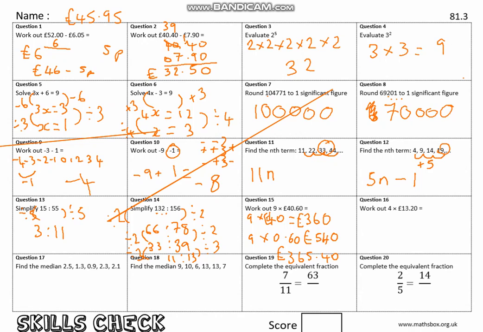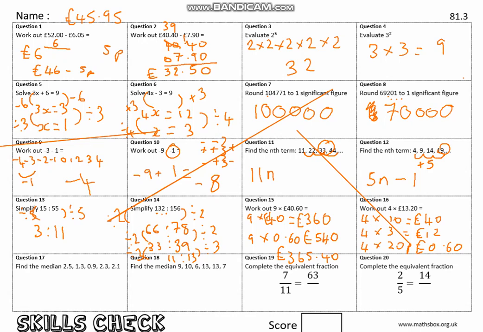Okay, next up I've got 4 times £13.20. So this time we can just split it up again. So we can do 4 times £10, we can do 4 times £3, and we can do 4 times 20p. So we know that 4 times £10 is £40, don't we? That one's nice and easy. 4 times £3, that's nice and easy as well. That's £12. And 4 times 20p, we know that that's 80p.